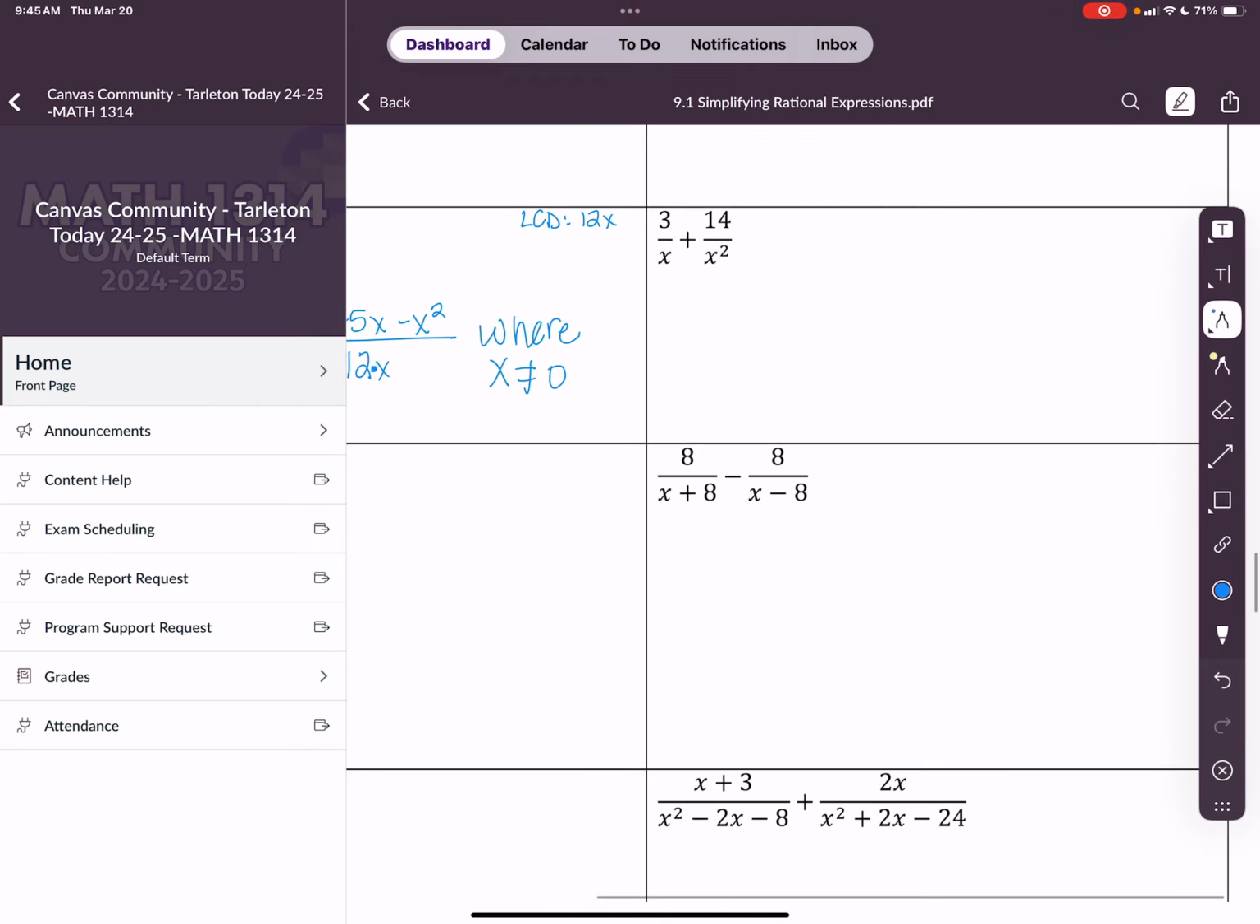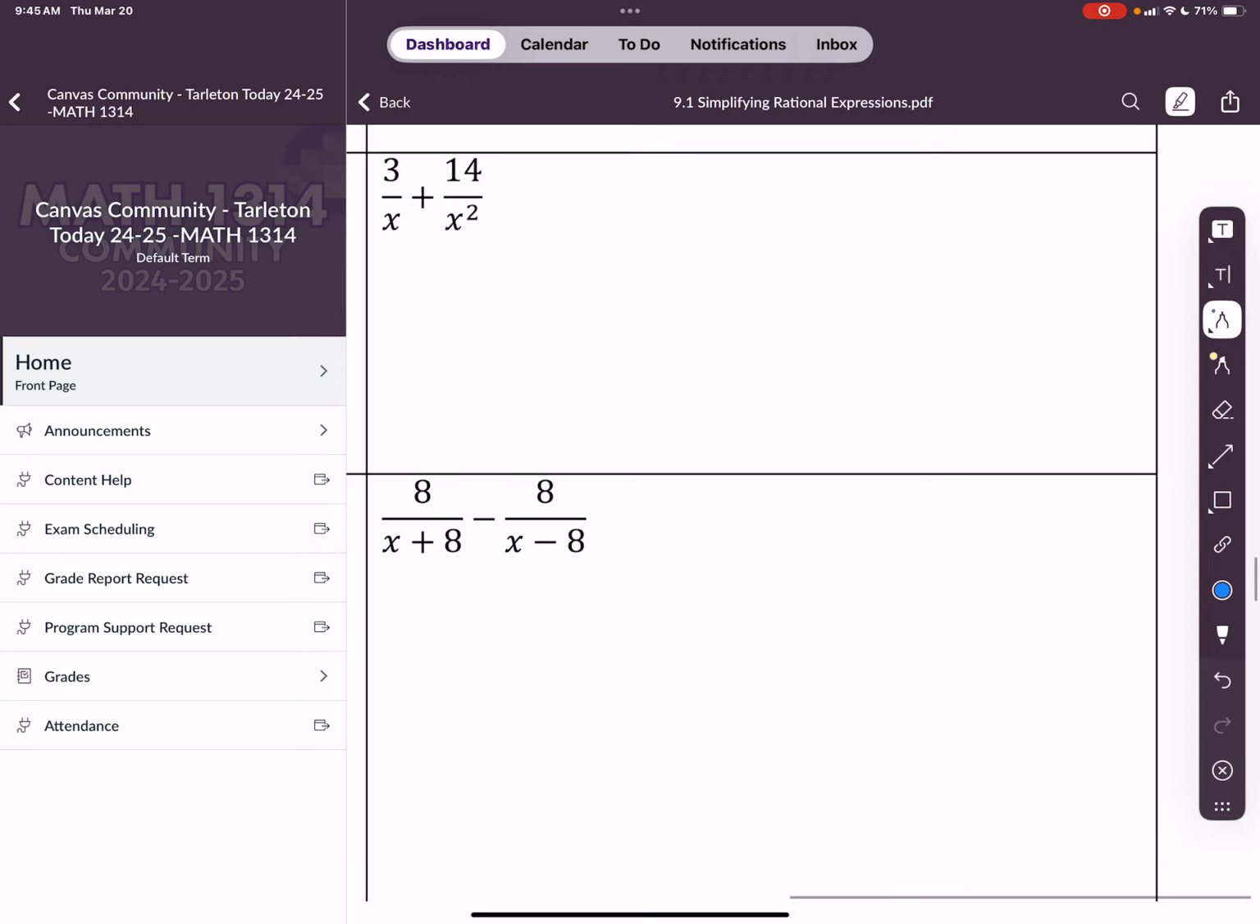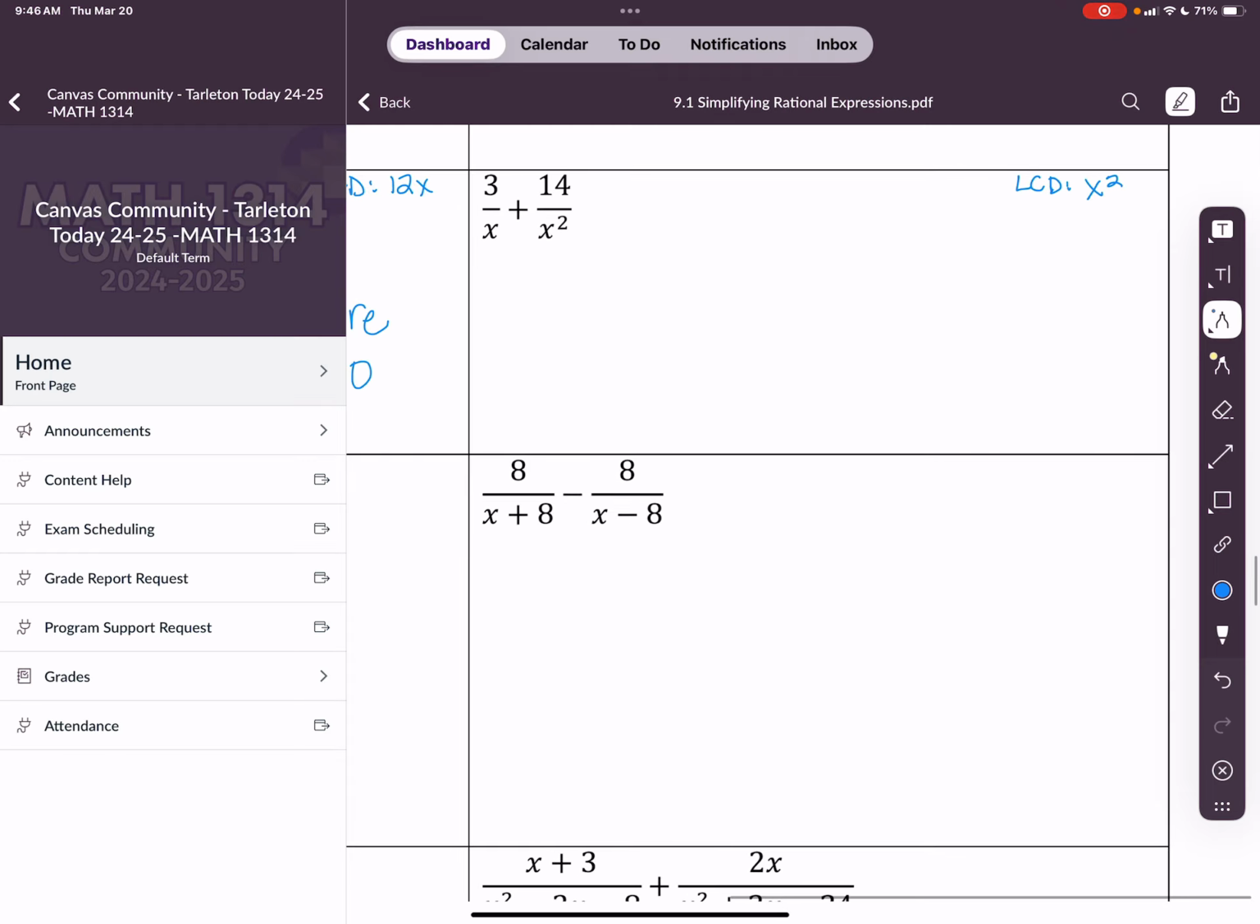All right, moving along. So now we have fractions where we have x and x squared. So I can multiply x by x to give me x squared. So my LCD here is going to be x squared. So I'm going to multiply the top and the bottom by x. So 3 times x gives me 3x, and x times x gives me x squared. Now I already have an x squared on my second fraction, so I don't have to multiply that by anything. So 14 over x squared.